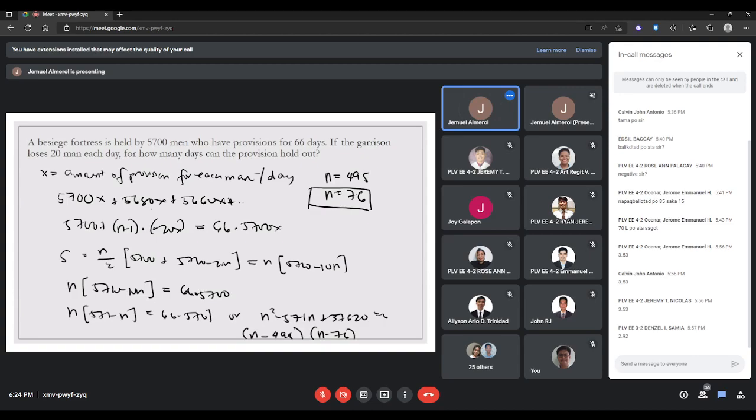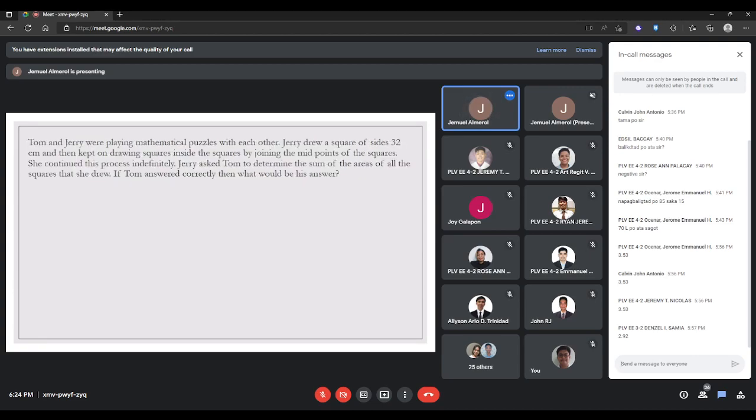Okay. Now, Tom and Jerry were playing mathematical puzzles with each other. Jerry drew a first square of side 32 centimeters and then kept on drawing squares inside the squares by joining the midpoints of the squares. She continued, yun daw kung ano talaga si Jerry, pang lalaki yun eh. He continued this process indefinitely. Jerry asked Tom to determine the sum of the areas of all the squares that he drew. If Tom answered correctly, what would be his answer?